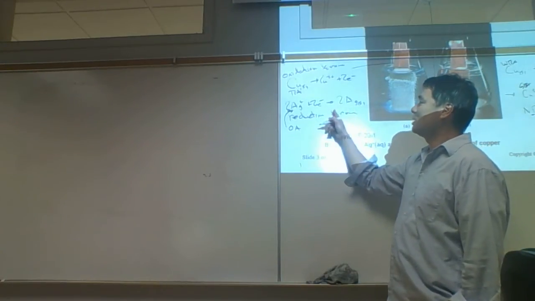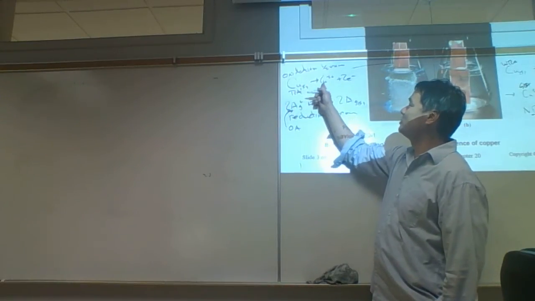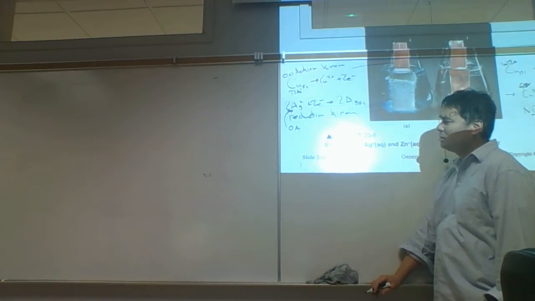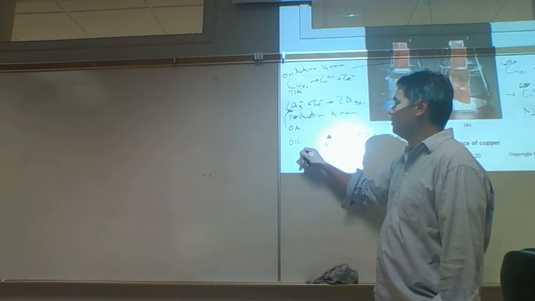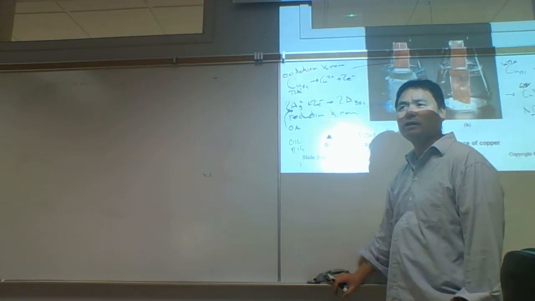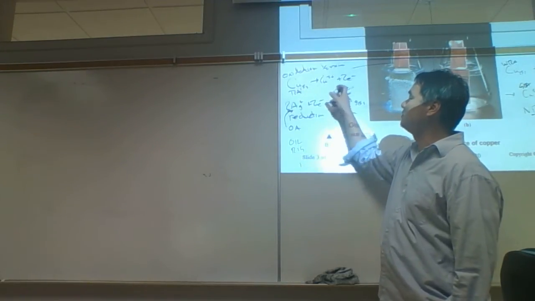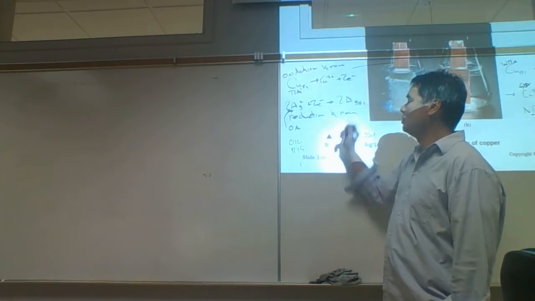And so the oxidizing agent, silver ions, are reduced to silver metal. That process is called reduction. The reducing agent, copper, is oxidized to copper 2+. This process is called oxidation. Sometimes people get it mixed up, but one way to keep these straight is OIL RIG. Have you heard of OIL RIG? Oxidation is loss of electrons. Reduction is gain of electrons. OIL RIG.